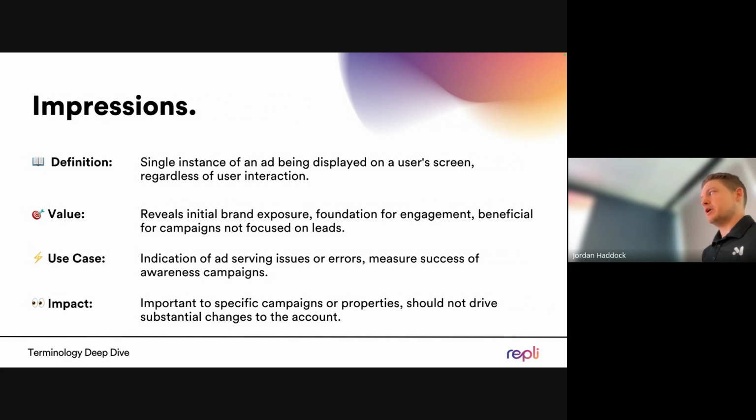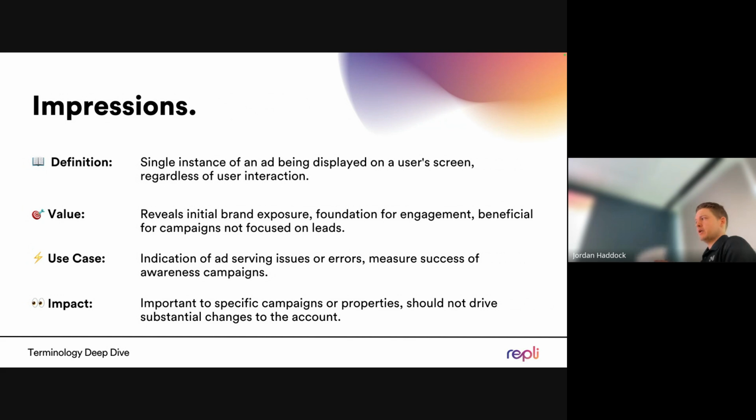It helps us review initial brand exposure, so it gives us an indication about how many times our ad is being served and how many users are viewing our ad. It's a real foundation for engagement overall. It's really beneficial for campaigns that are not focused on leads. So we're talking about the display campaigns, the demand gen campaigns, the traffic campaigns for Meta, any campaign that isn't optimized for leads. We like to use impressions as a general measure of how successful the campaign is, how many users are seeing our ad, especially if we're trying to increase brand awareness for a new development or a property that recently changed their name.